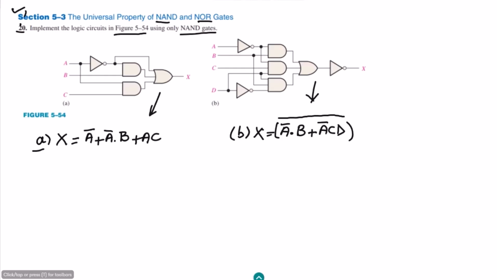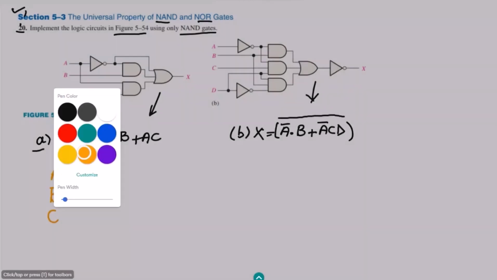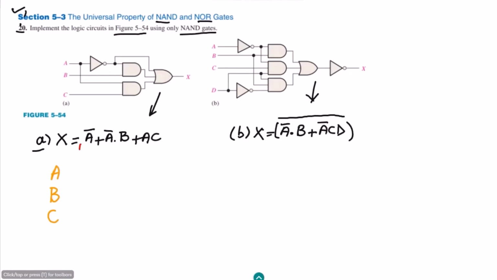We can very easily see that here we have 3 inputs. The 3 inputs are A, B, C. Let me draw them here. Let me first write the inputs here. So this is A, B and C. What I have to do is implement the circuit of it just by using the NAND gate. Let me first implement each of the terms here. The first term is A complement, the second term is A complement dot B, the third one is AC.